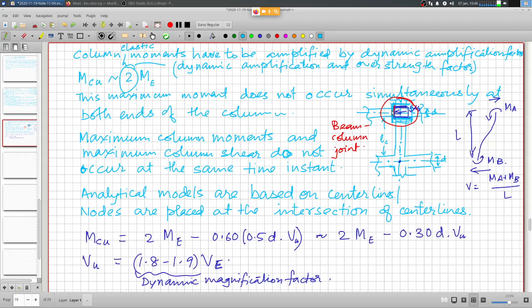And we also allow the reinforcement in the beam to yield. So when we are looking at the ultimate behavior of the beam column joint, the most critical situation would be when the beams have already yielded. So at both beam ends, the reinforcement has already yielded. So what happens in that case?